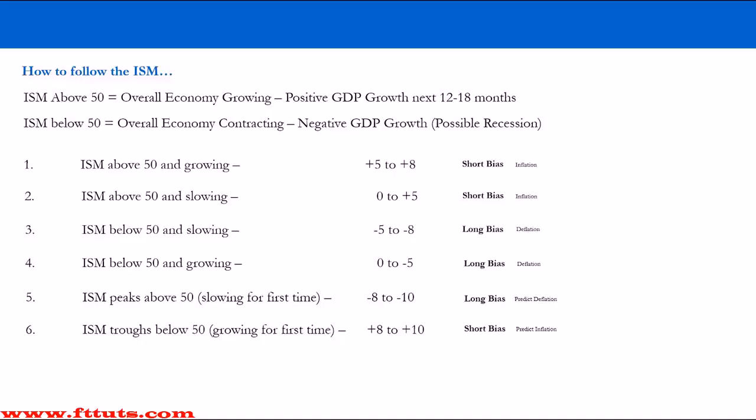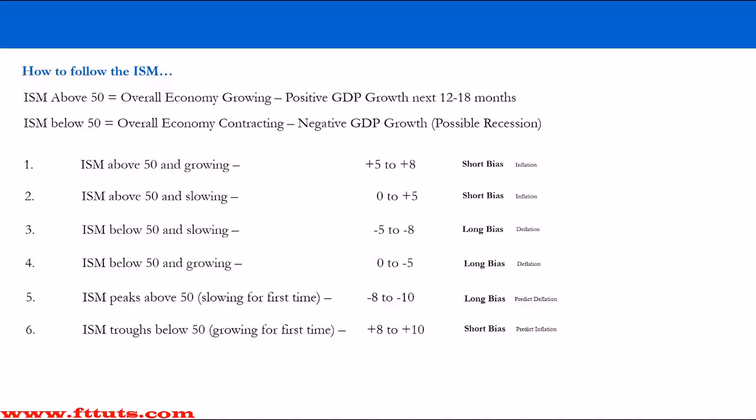The next thing we look at is the ISM peaking. So the ISM peaks above 50 and slows for the first time in the current cycle. Now, what do we mean by that? So imagine a situation where the ISM 3-4 years ago was below 50 and then it went above 50. And then it continued on its path, getting better every single month. So month on month, it might go from 51 to 51.5, 52, 52.5, 53, 54, and it might go up to the low 60s. And it might take 2 years to get there, 3 years to get there.